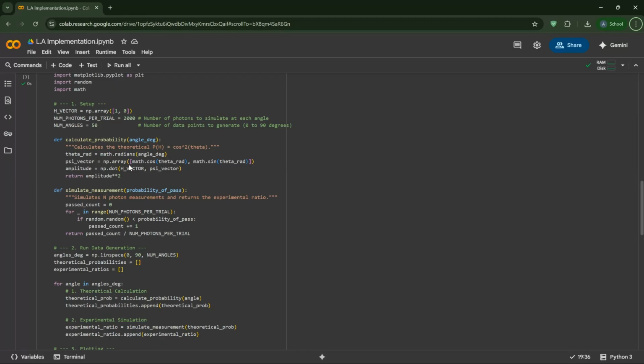With our functions defined, we can now run the full simulation. We use NumPy's linspace function to generate 50 different angles between 0 and 90 degrees. For each of those angles, we calculate the theoretical cos squared probability and then run a 2000 photon simulation. This loop generates two sets of data, the perfectly smooth theoretical curve and the slightly noisy experimentally observed ratios.